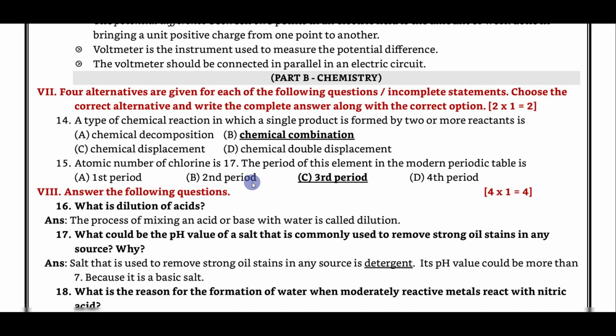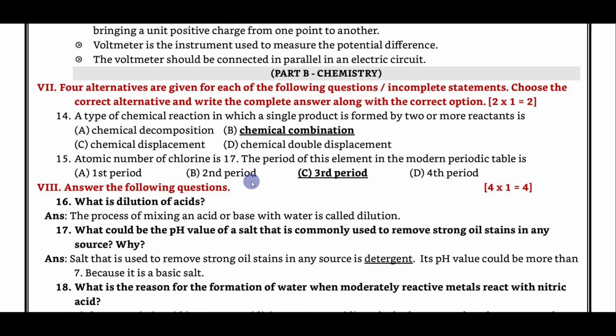Next, part B, chemistry. 14th question. A type of chemical reaction in which a single product is formed from 2 or more reactants is a chemical combination reaction. The atomic number of chlorine is 17. The period of this element in the modern periodic table is what? Third period. You should write the electronic configuration, then the highest shell number indicates the period. Therefore it belongs to the third period.